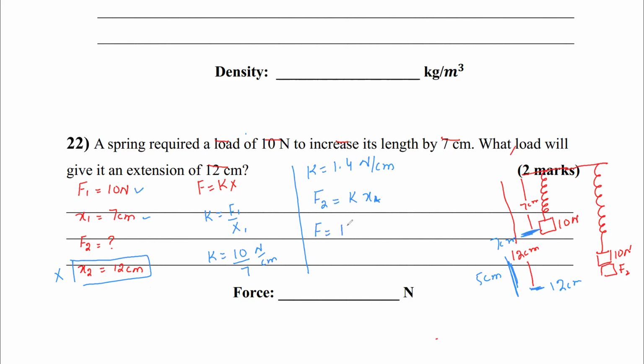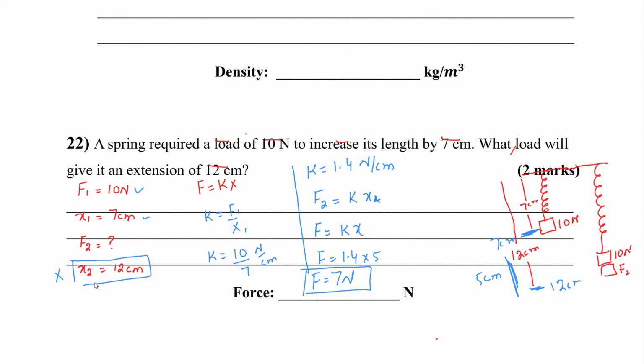So F is equal to K times X. What is the value of K? The value of K is obviously 1.4, and the value of X is obviously 5. So if you solve this, 5 multiplied by 1.4 is equal to 7. So obviously the force is 7 Newton. So this is the method that you can find the value of force. Very important thing.